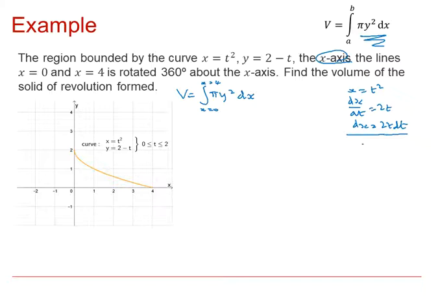And don't forget to consider the limits as well. When x equals 0, what will the parameter be? When x equals 4, what will the parameter be? So if x is t squared, when x is nothing, t will be nothing, and when x is 4, t will be 2. So this integral becomes the integral from t equals 0 to t equals 2 of pi. y squared we know is (2 minus t) all squared, and dx is 2t dt.